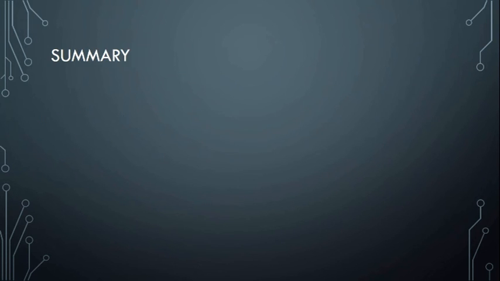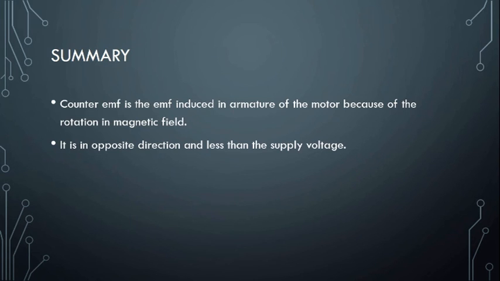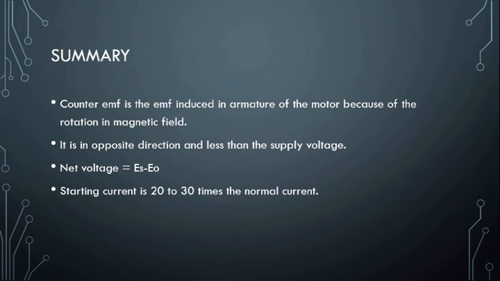Now the last part of the video, that is the summary. Counter EMF is the EMF induced in the armature of the motor because of its rotation in the magnetic field. Yes, it is in the opposite direction and less than the supply voltage. You always have to remember this, it is very important. Net voltage in the motor is given by Es minus E0, and the starting current of any motor is 20 to 30 times the normal current, and that is because of the back EMF. Yes, so here you can see how things get easy when the basics get clear.